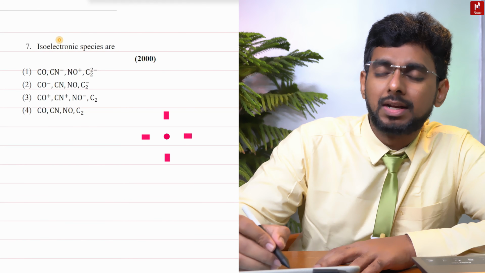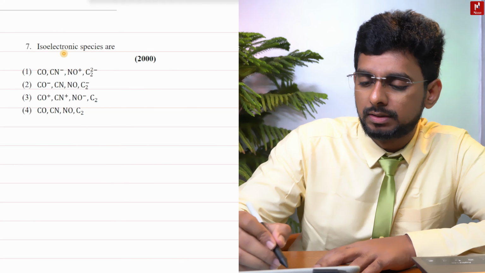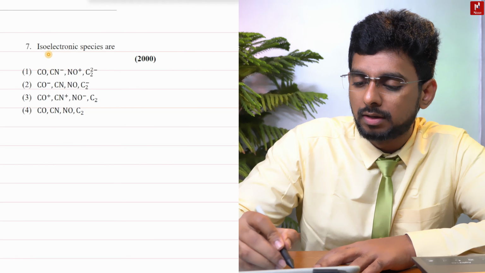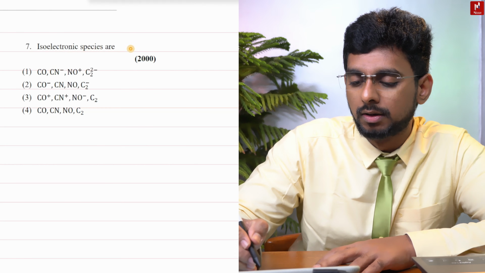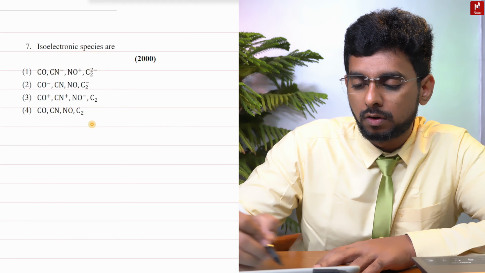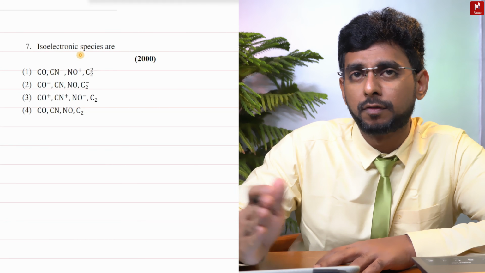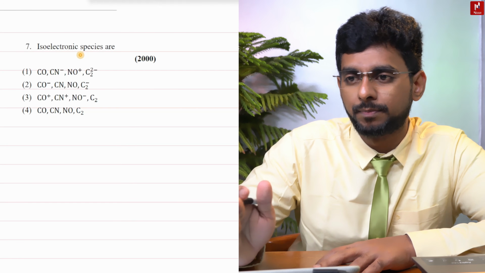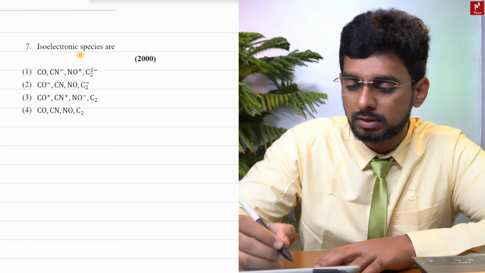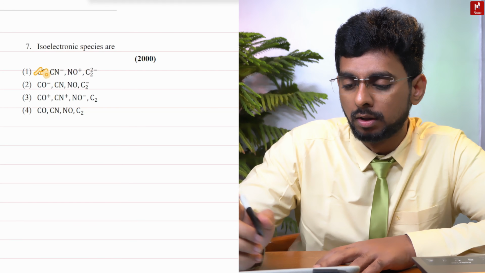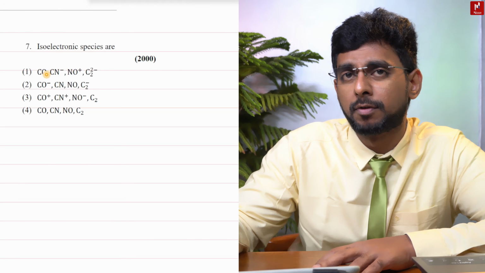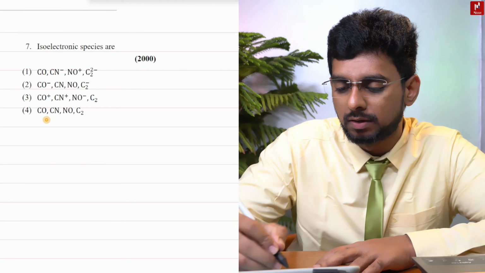In this question, I need to get the isoelectronic species. Let me read the question. Simple one. Isoelectronic species are... So out of all the combinations that they have given over here, I just need to get which one has the same number of electrons. If I count all the number of electrons in both the atoms of a molecule, it should end up giving the same electron count. So that's what I just need to get over here.